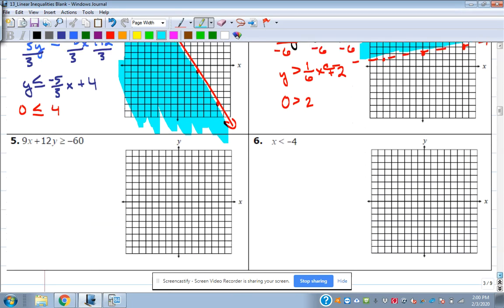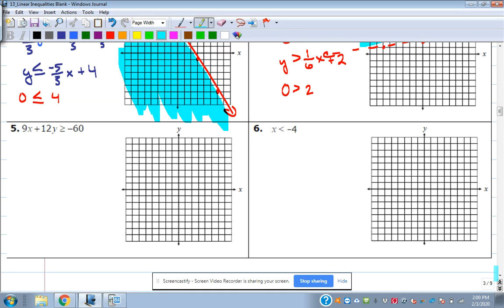Let's look at number 6. The one's a little special. X is less than negative 4. What kind of line does X and a number give us? Horizontal or vertical? Or both? Vertical. X in a number is vertical. Y in a number is going to be horizontal. So this one's going to be vertical.